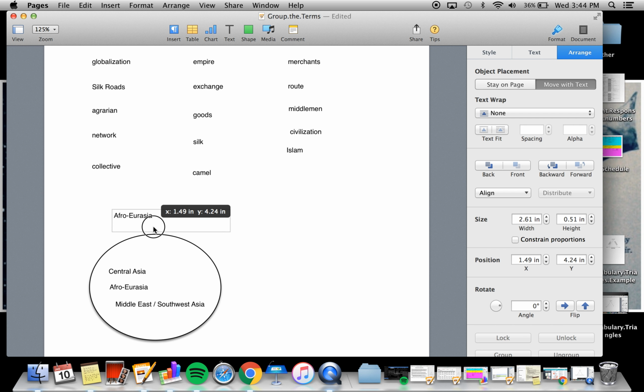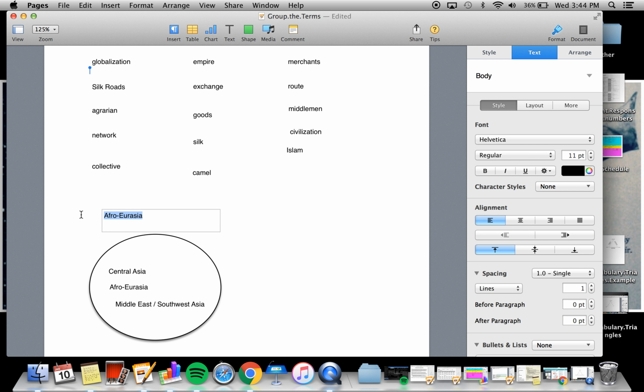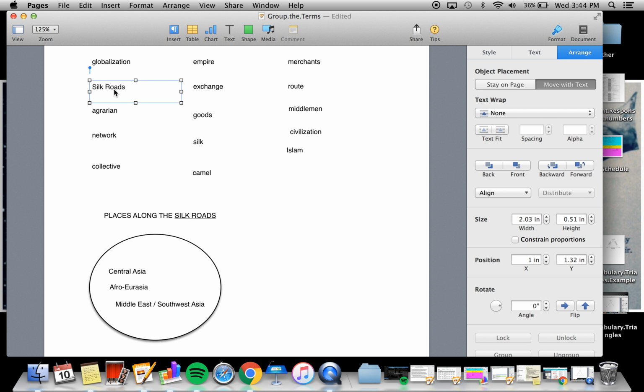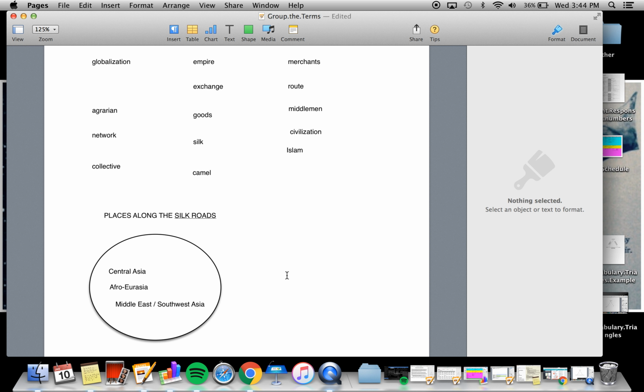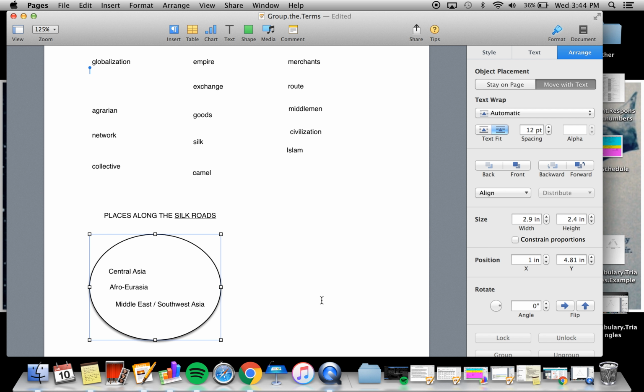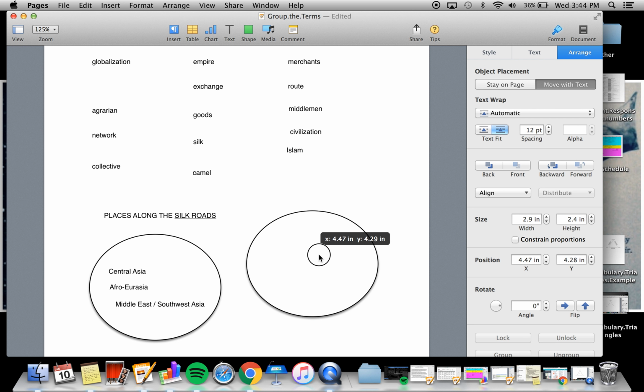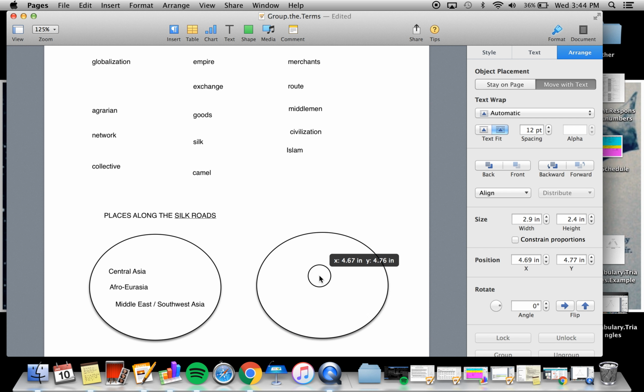So I'm going to write here, places along the Silk Road. Now, because I used Silk Road, which is one of our vocab terms, in the title, I'm just going to underline it to show, hey, I used it. But I now don't have to use Silk Road, so I can delete it. Cool. Then I'm going to create another bubble, and I'm going to group more words.